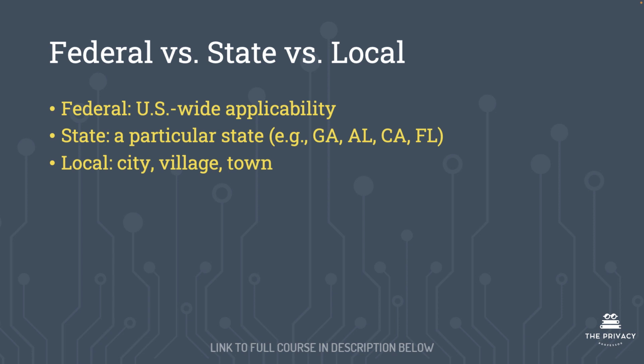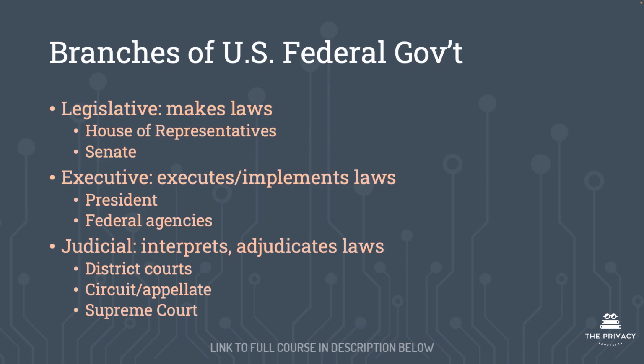Finally, when we're talking about local government, we're referring to a specific city, village, or town. There are three branches of the U.S. federal government. They include the legislative branch, the executive branch, and the judicial branch.